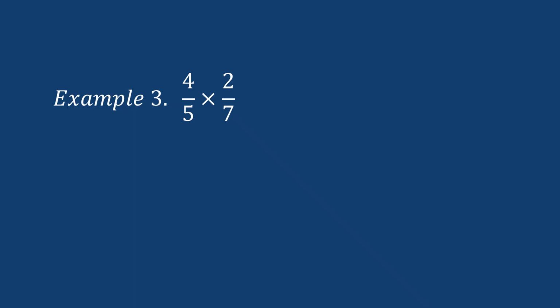Example number 3. 4 over 5 times 2 over 7. Multiply the numerators. So 4 times 2 is equal to 8. And then multiply the denominators. 5 times 7 is equal to 35. 8 over 35 is already in simplified form. So the answer is 8 over 35. We don't need the second method in this example because there is nothing to cancel.